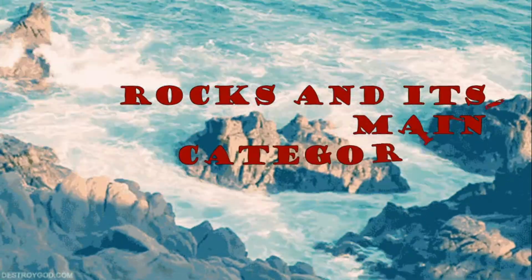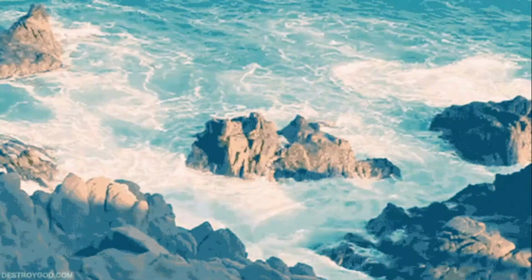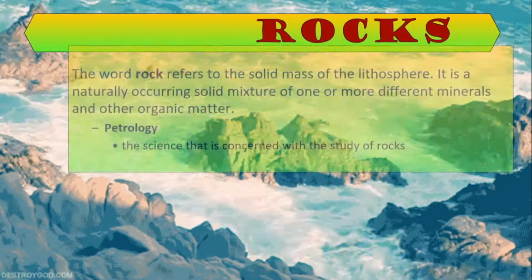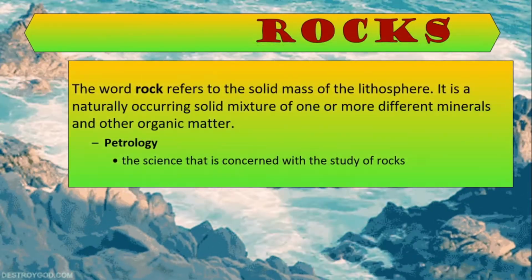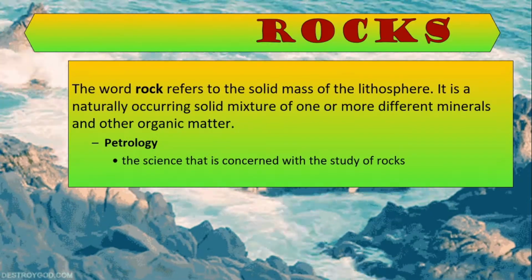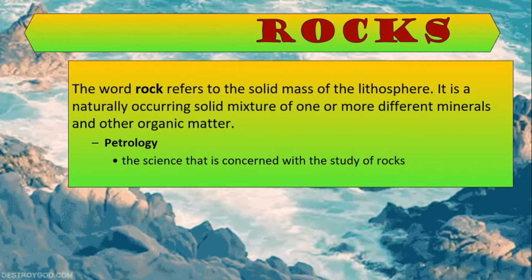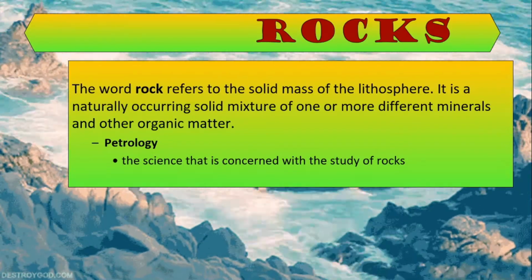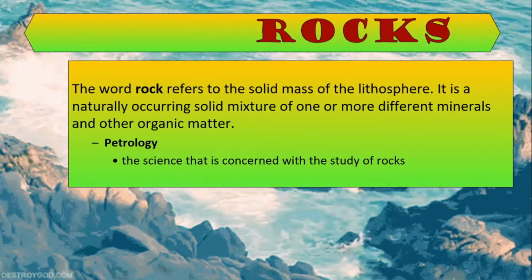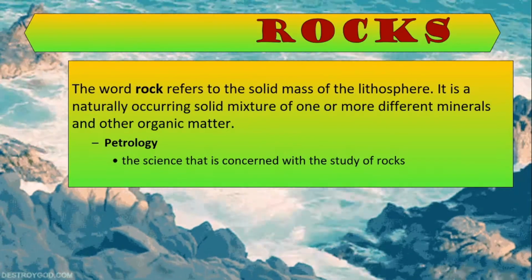Rocks and its main categories. So what is a rock? The word rock refers to a solid mass of the lithosphere. It is a naturally occurring solid mixture of one or more different minerals and other organic matter. Petrology is the science that is concerned with the study of rocks.